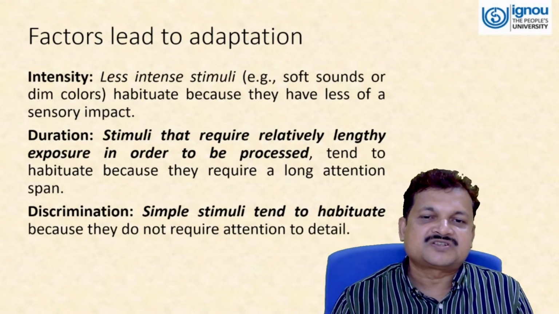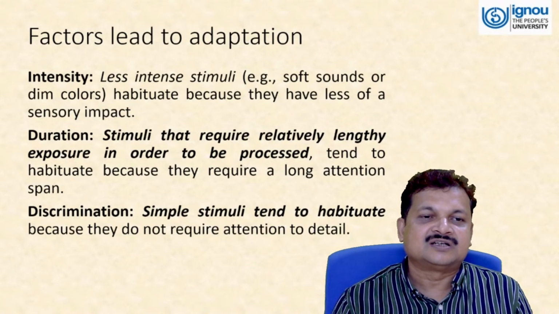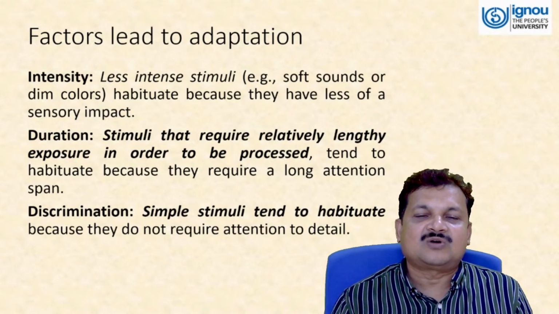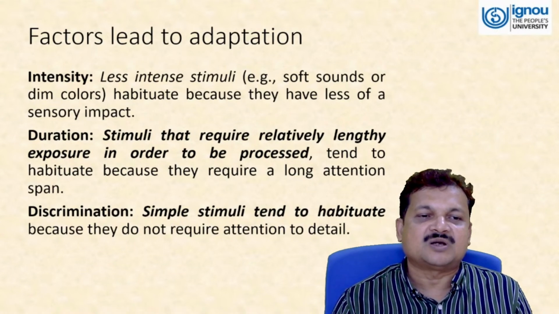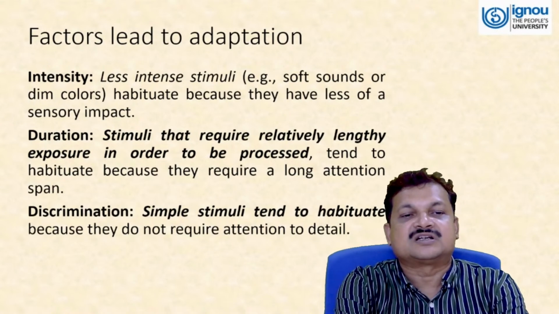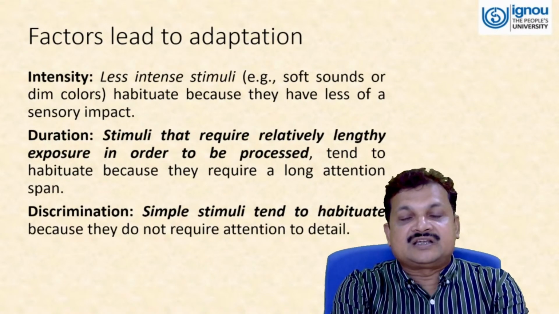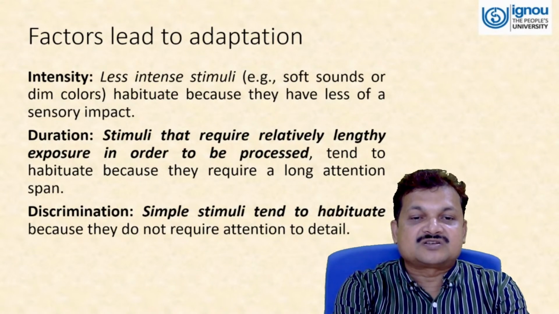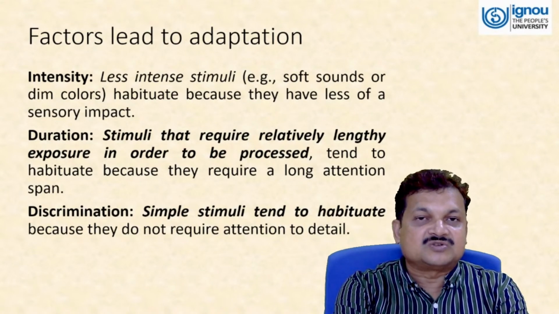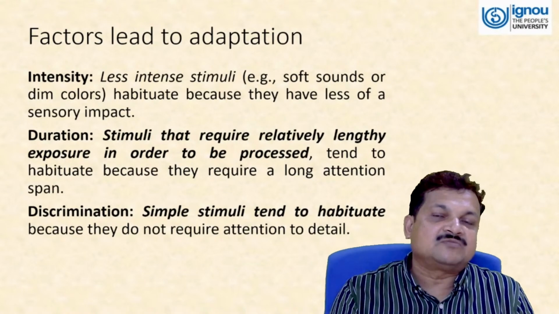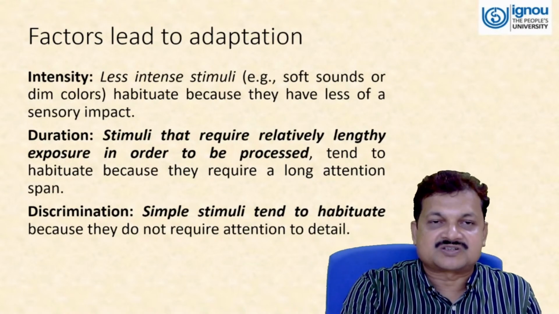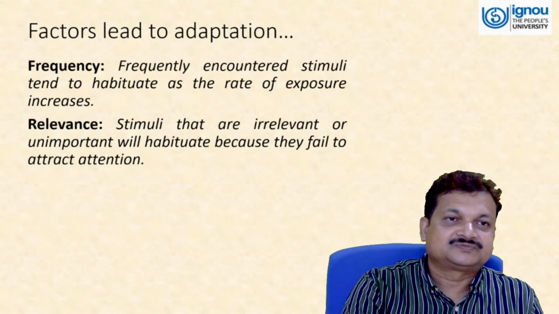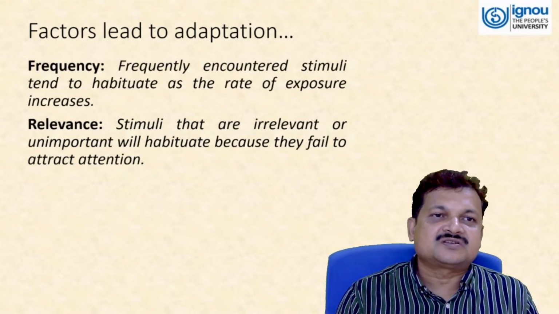Third is discrimination. Simple stimuli tend to habituate because they do not require attention to detail. Discrimination is the way in which one stimulus is different from another one. So you already have this knowledge of how one stimulus is different from another, so your attention will be limited, as it does not require attention to detail. You do not want to put more time again into the same discrimination when you understand the advertisements.